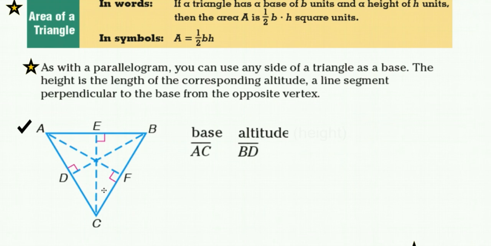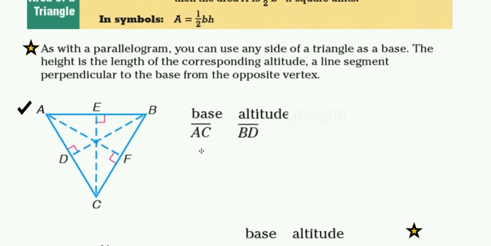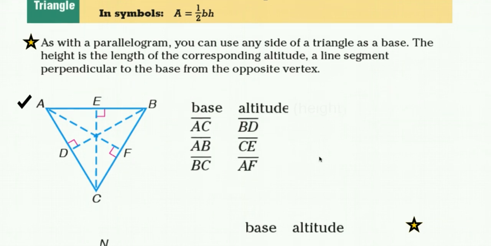right angle. And if you also notice, if we find another base, let's say our base is AB, we know that our height will be CE because it is perpendicular to our base AB. And finally, if we make our base BC, we can make AF our height because AF is perpendicular to CB. Now let's take this one step further.